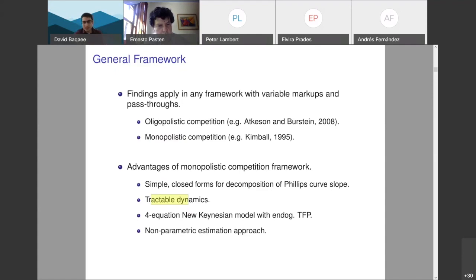And then the other thing that the monopolistic competition approach allows us to do is some non-parametric estimation when it comes to thinking about how to map the model to the data, which is, I think, useful.